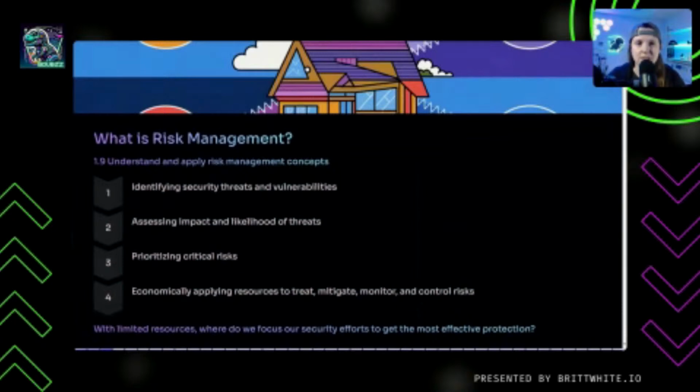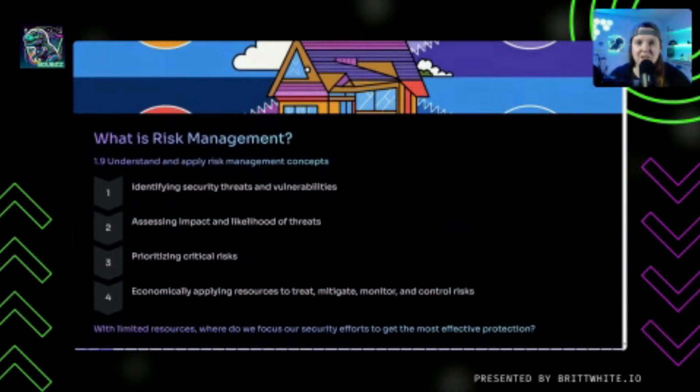Organizations are just like houses, but on a much larger scale. They have vast and complex assets, face numerous risks, and have limited resources. Risk management provides the roadmap to answer a critical question. With limited resources, where do we focus our security efforts to get the most effective protection? For a massive global e-commerce company, risk management helps them decide where to invest their security budget across millions of transactions, terabytes of customer data, and a global infrastructure. What are the highest risks and how do we address them most effectively?